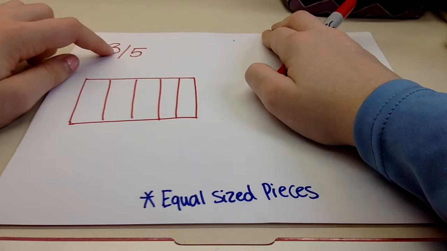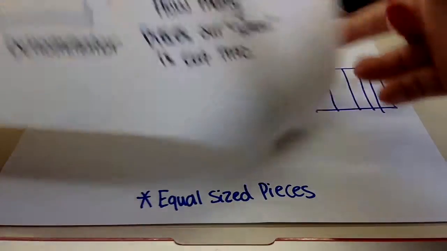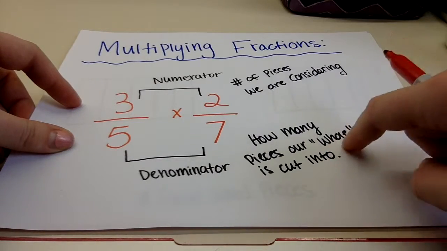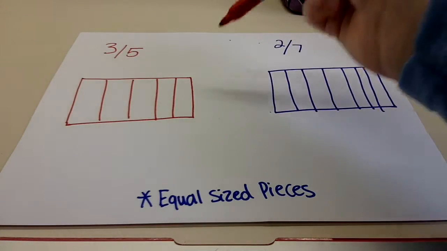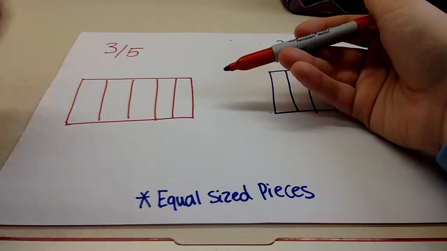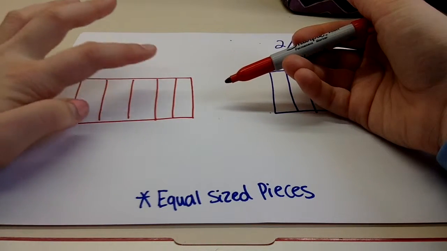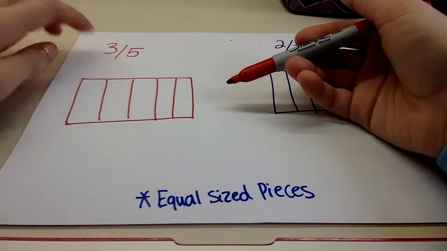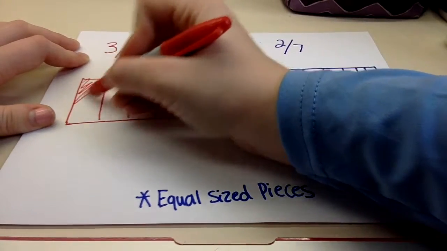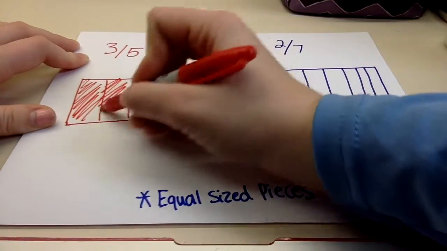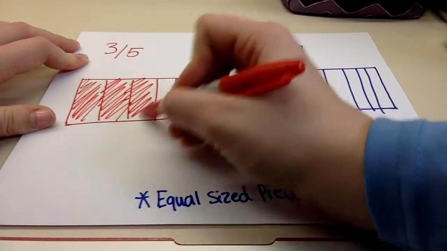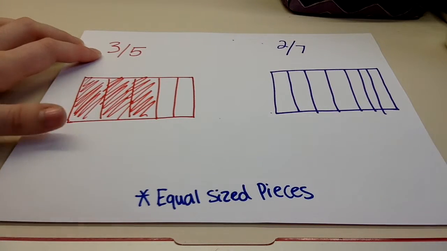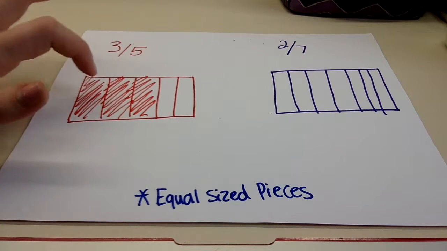So 3/5 means that we know that the 5, like we said before, is our denominator, and that is how many pieces our whole is cut into. So let's say this is a chocolate bar, and we have 1, 2, 3, 4, 5. We have 5 pieces. Now let's say that I eat 3 of those. So we'll shade those. So I ate 3/5 of the chocolate bar. There were 5 pieces, and I ate 3 of them.